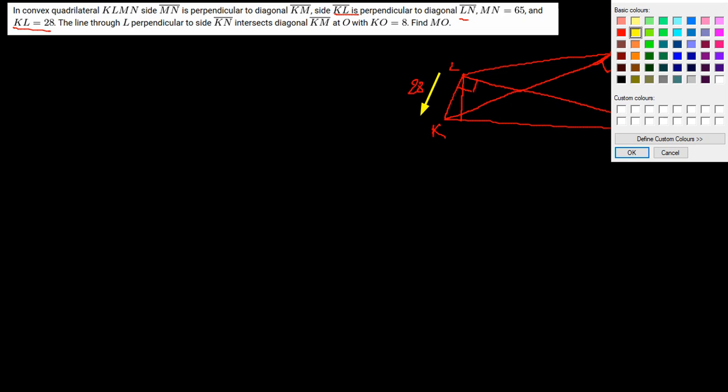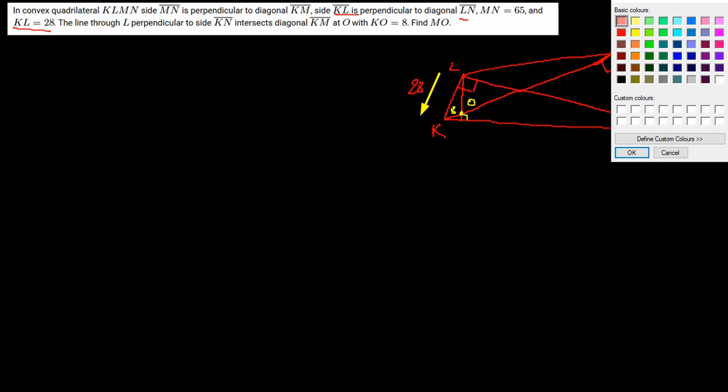Line through L perpendicular to KN. Okay, we have this. This is again perpendicular. It intersects KM at O. So this is KM, and this particular point being O, and KO is 8. So this particular small line KO is 8. So we need to find MO. Okay, I hope the diagram of the question is clear.